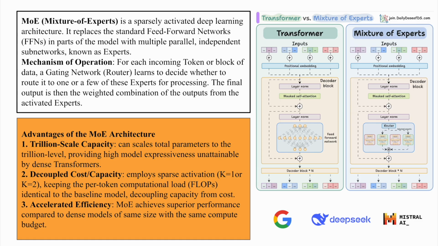This sparse activation allows MoE to decouple the model's cost from its capacity, significantly reducing the per-token computational load while still achieving trillion-scale capacity and accelerated efficiency. Leading models from companies like Google and DeepSeek now all utilize the MoE architecture to achieve their massive scale and superior performance.